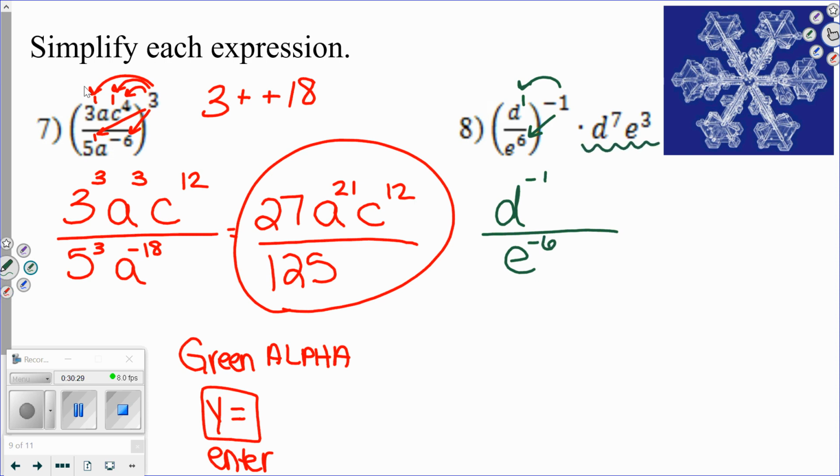Where does that stuff go? The D to the 7th, E to the 3rd, where does that go? Yes. Yeah, it goes on top.